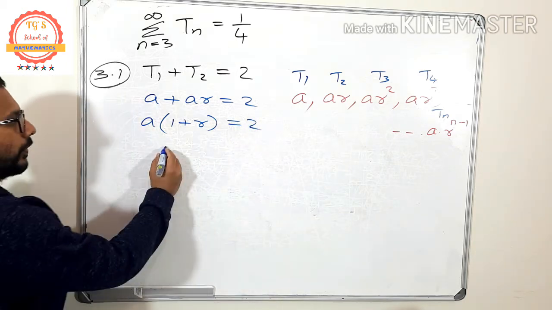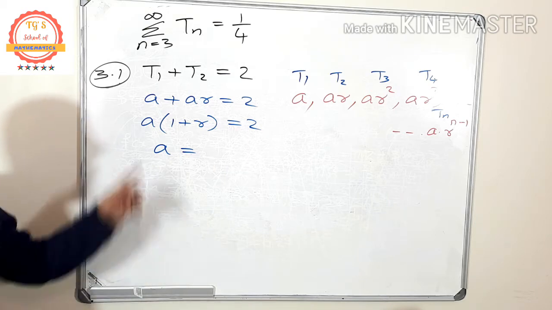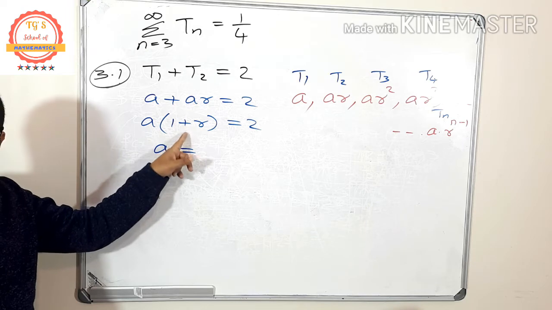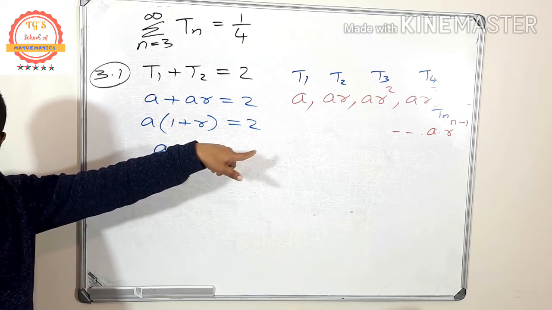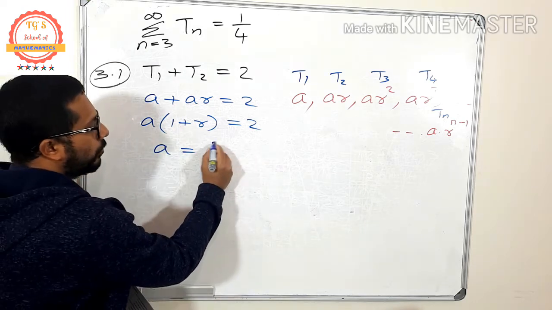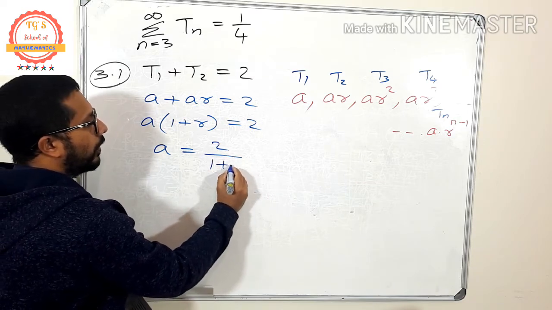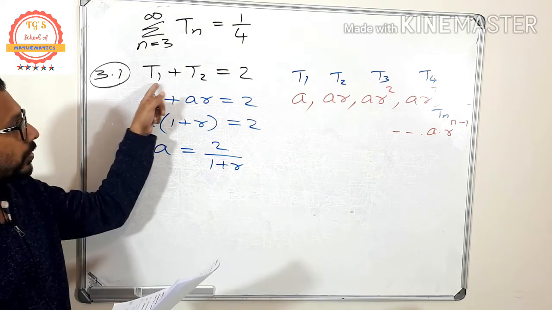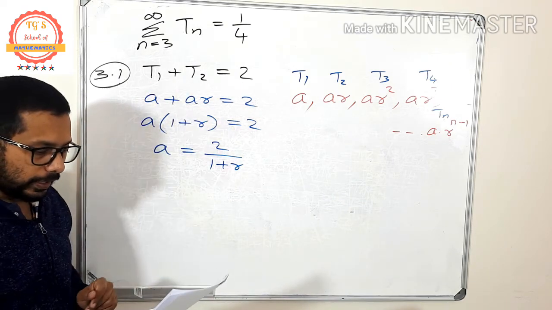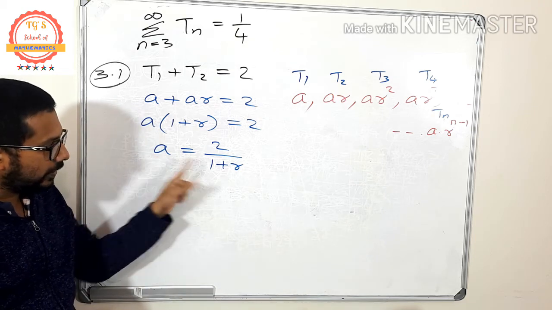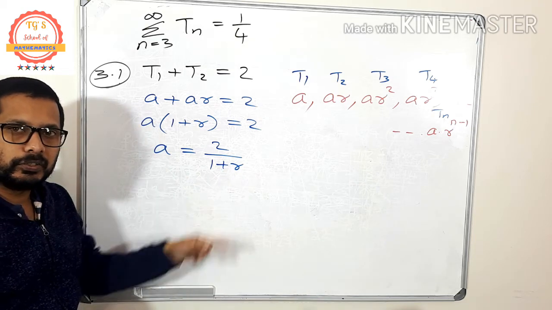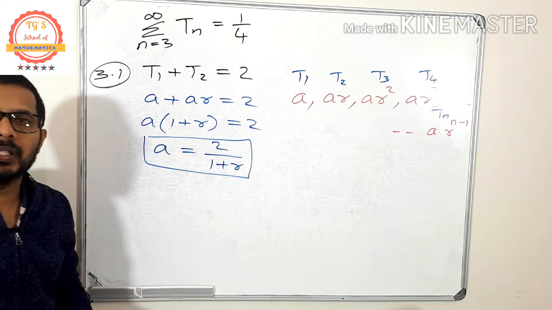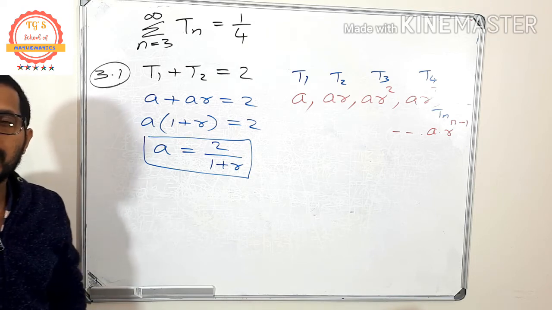So what is A from here? A times (1 plus r). If I want to take this 1 plus r to the other side, it is division. So A is 2 divided by 1 plus r. Now read the question once more: if t1 plus t2 is equal to 2, write down an expression for A in terms of r. Did you get an expression for A in terms of r? Yes, this is the expression. A is equal to 2 divided by 1 plus r.